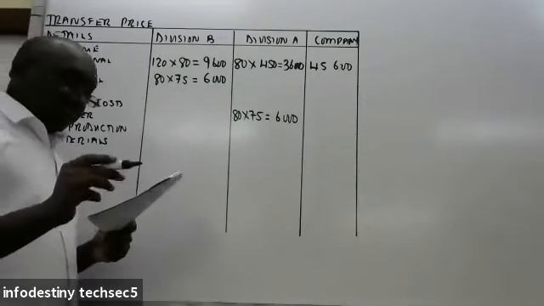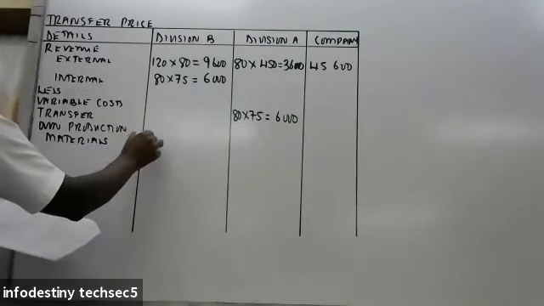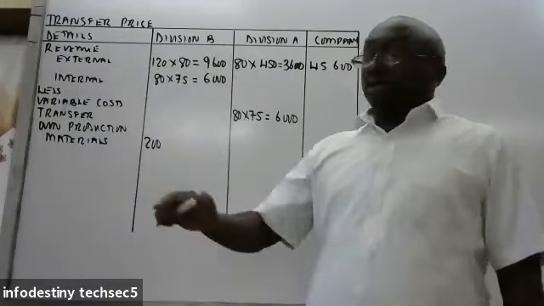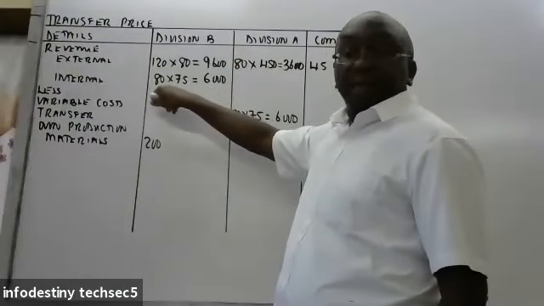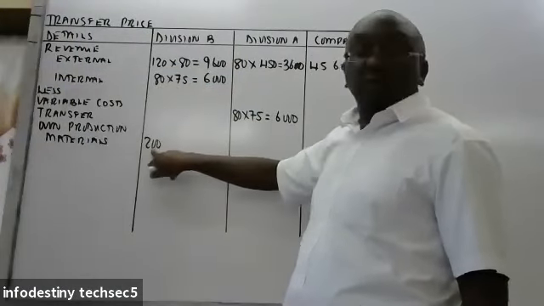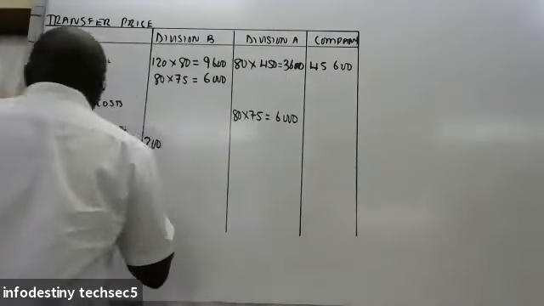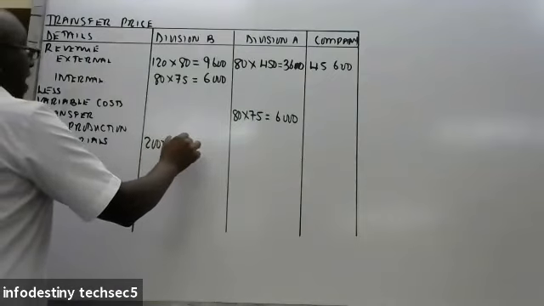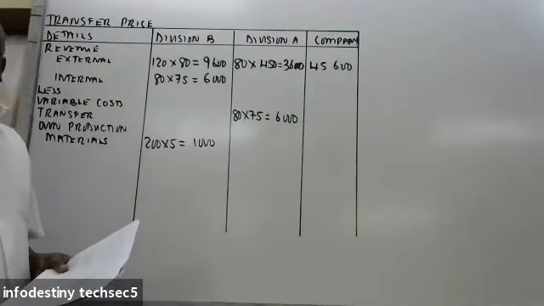If you go to division B, division B has 200 units produced, which we broke into 120 and 80. Those are the ones giving us 200, the maximum production. So multiply this by 5, that will give us 1,000, if that is okay. Then let's go to division A.